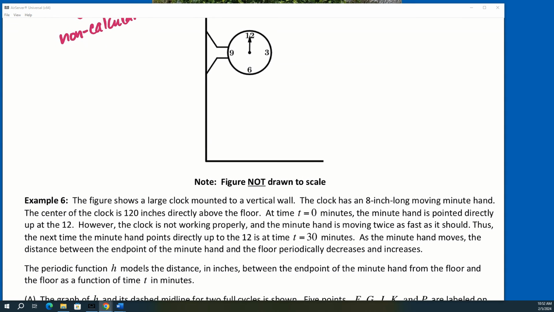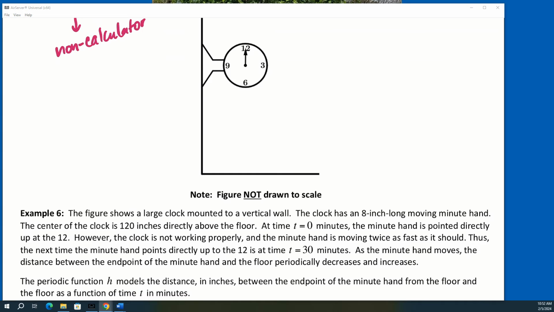All right, so the figure shows a large clock mounted to a vertical wall. The clock has an 8-inch long moving minute hand. So I'm going to go ahead and just label that 8 inches. The center of the clock is 120 inches directly above the floor. So from the center of the clock to the floor, that is going to be 120 inches.